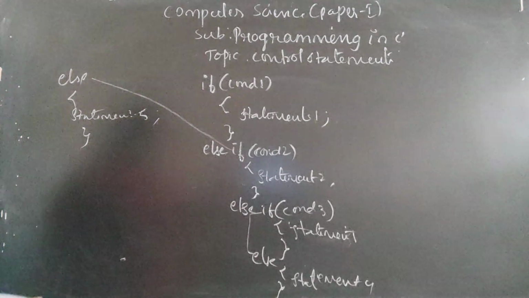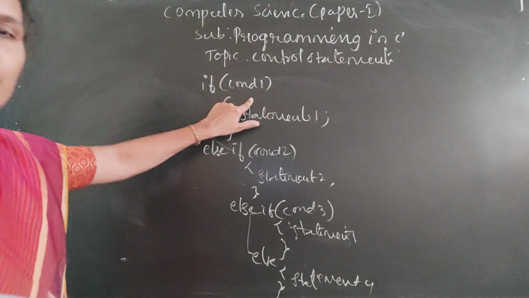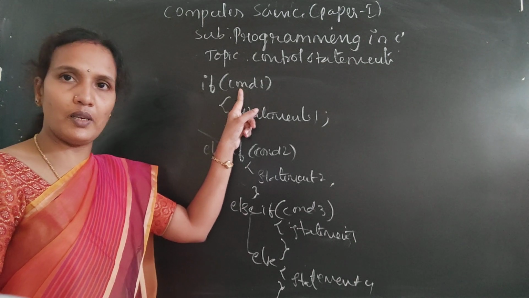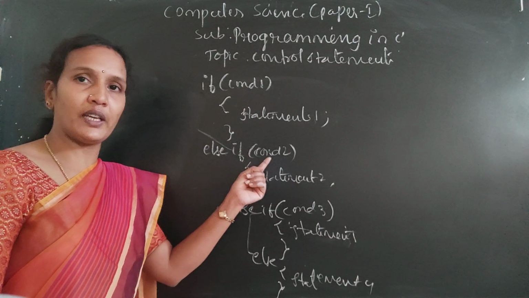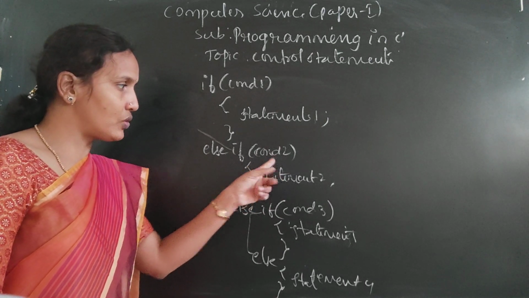Just a minute. See here. If condition 1 is true, statement 1 will be executed. If condition 1 is false, we come to else. In the else part also, again we are checking a condition. If that condition is true, this will be executed.